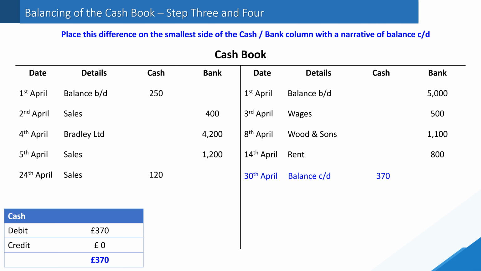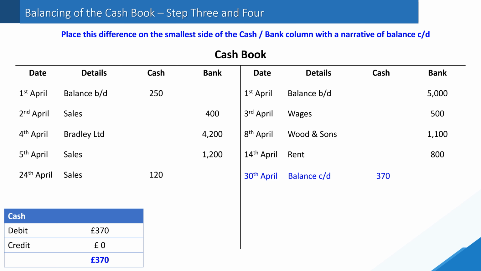So let's just remind ourselves of what those balances were. For cash, we had a difference of 370, and step 3 states that we put this difference on the smallest side of the cash column. Well, that's really straightforward because there's nothing on the credit side. So as at the 30th of April, remembering we usually do it at the end of the period unless the question tells us otherwise, our balance carried down is £370, and that's put on the credit side because that's the smallest side of the debit and credit side of the cash columns.